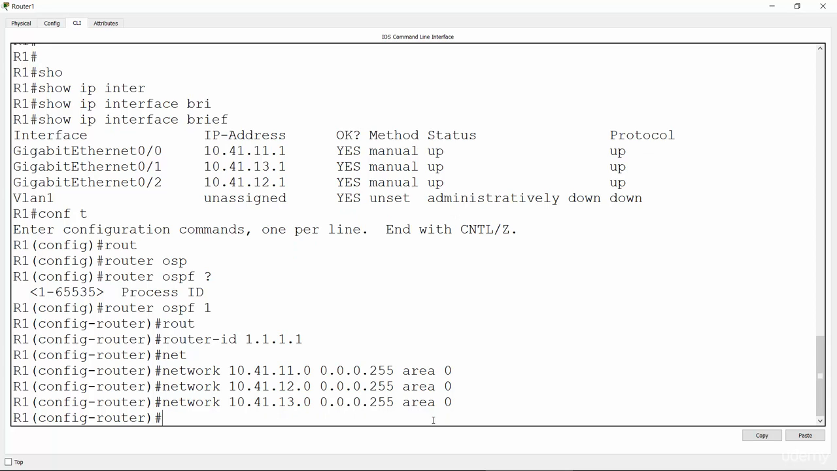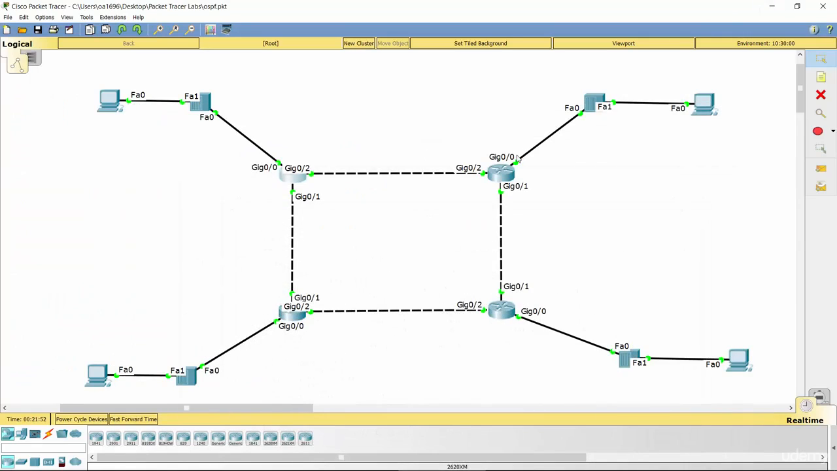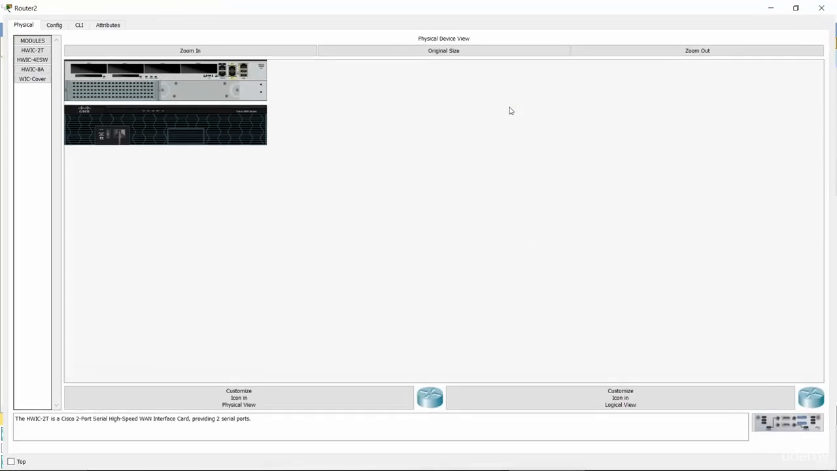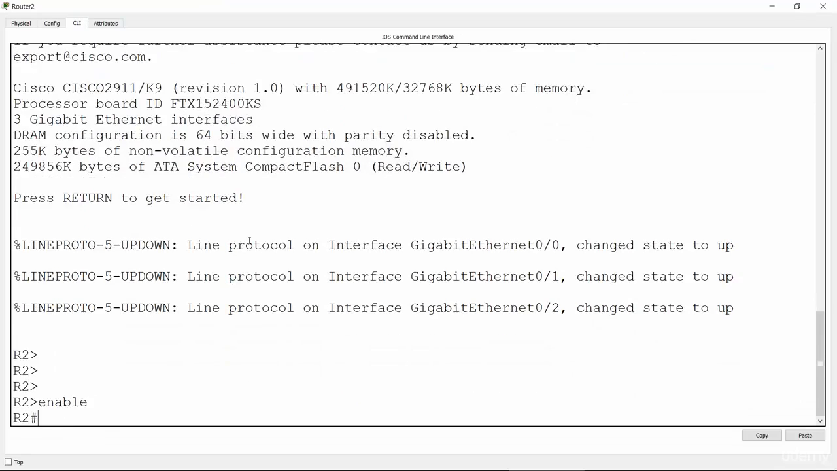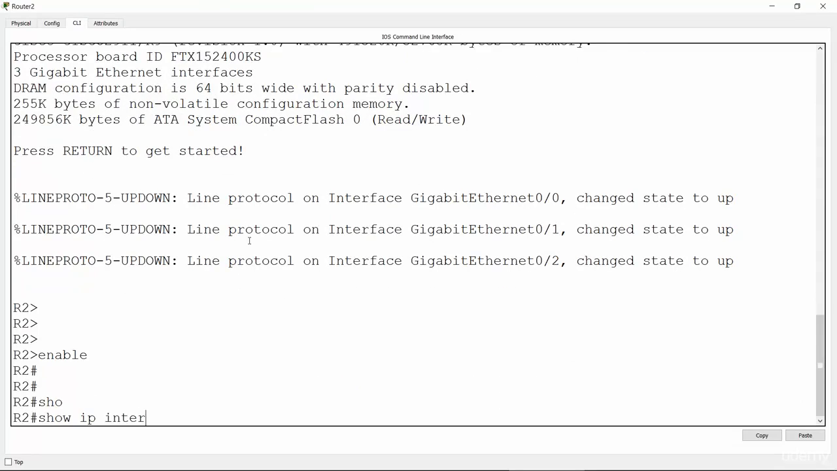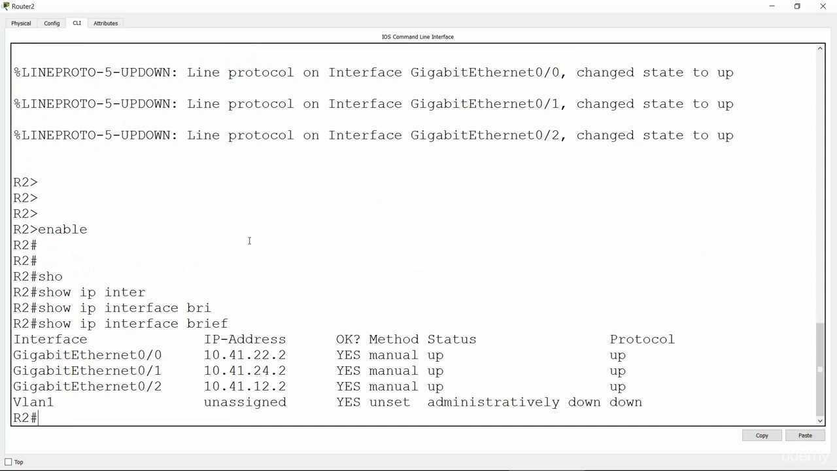Pretty cool. Let's go to router 2. I'm in router 2. Show IP interface brief. Router 2 is directly connected to 12, 22 and 24 networks, as you can see.